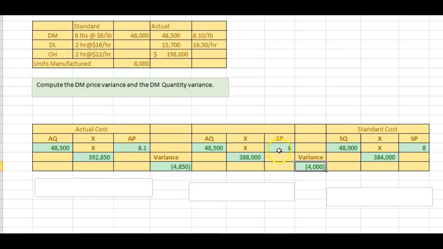Now, why is that important? Well, maybe the price you couldn't do anything about. I mean, it is what it is. But overuse of the quantity you might be able to control. So this is a way of finding out what you can control and how you might be able to monitor this. Let's look at a labor variance.